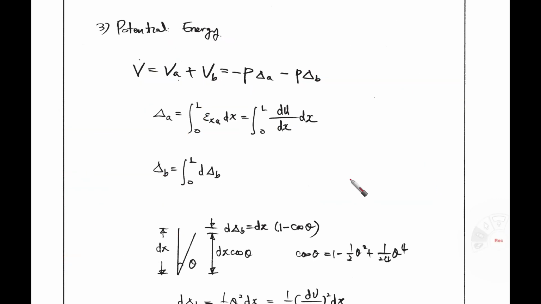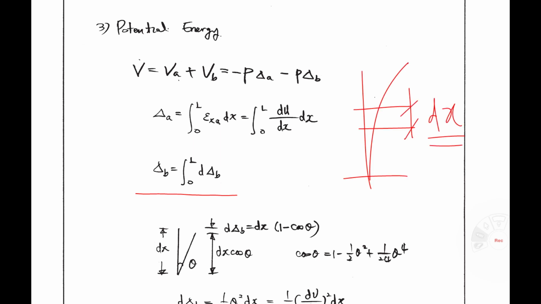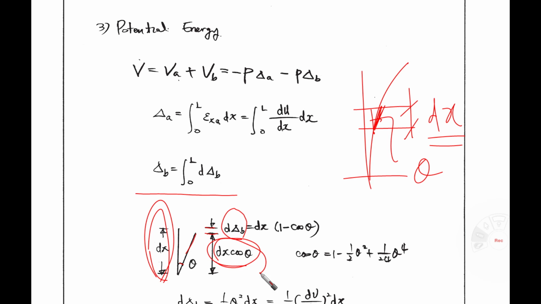Then let's look at delta b. Delta b can be written like this, right? Integral 0 to L d delta b. Let's consider dx. If we consider dx, then we have the theta here. This angle is theta. You have a slope here. You have a vertical gap here. Vertical movement. Okay, due to the slope here. So if this is dx, then this is dx cosine theta. dx cosine theta. And then d delta b means the displacement due to bending. So dx minus dx cosine theta. Then you can write like this.